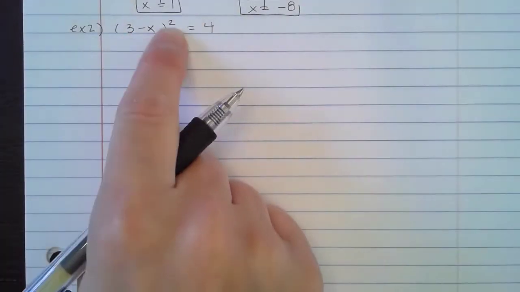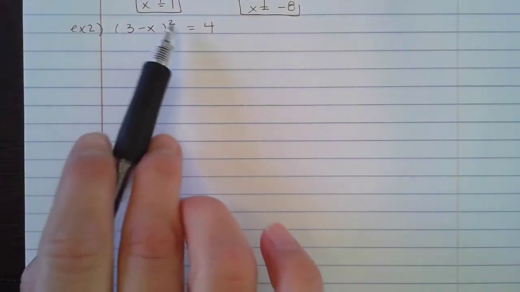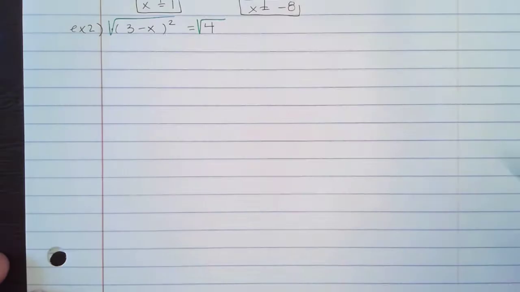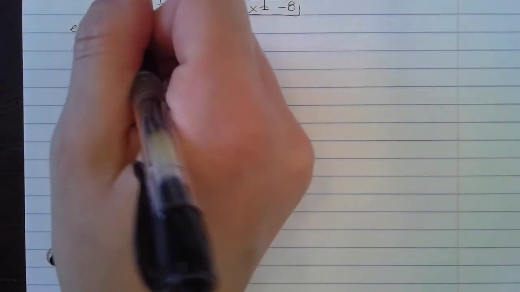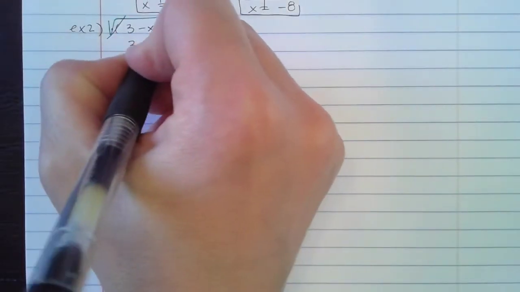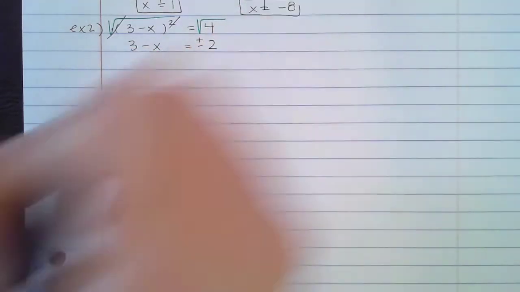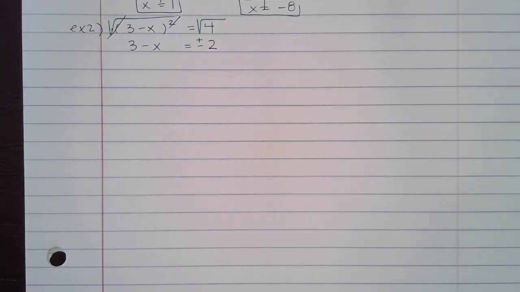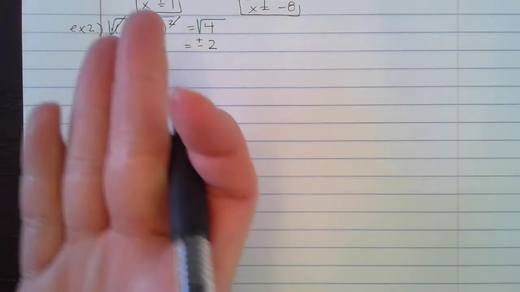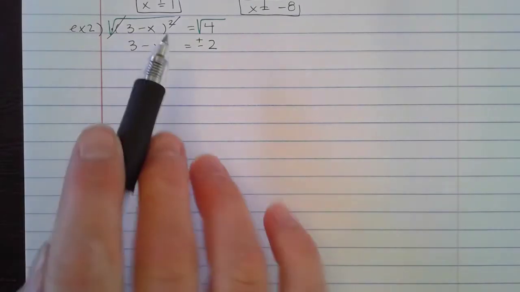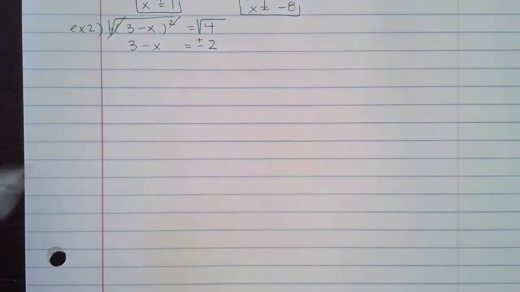So first step, get the squaring by itself. Check, check. We are done with that step. Step 2, square root both sides, because that's going to get rid of the squaring. And I am left with 3 minus x is equal to, what's the square root of 4? Plus or minus 2. All right. Now my last step in this, if it was just an x squared, I'd know what x is. X is plus or minus 2, but that's not true. What number could x be to make this true?